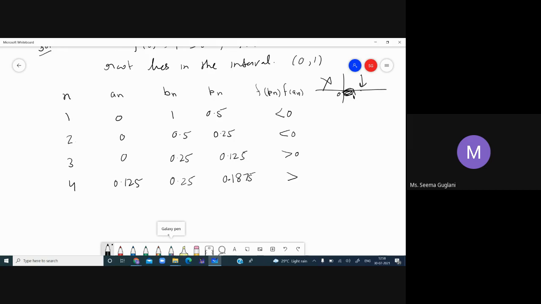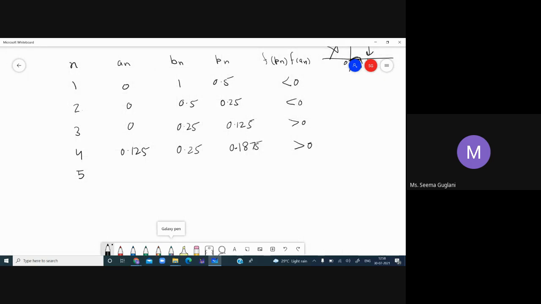Now again I calculated the middle point 0.1875. This comes out to be positive. In the next iteration 5, I just calculated 0.1875 to 0.25, and the midpoint was 0.21875. So this is the 5th iteration. I was supposed to go till the 5th iteration.